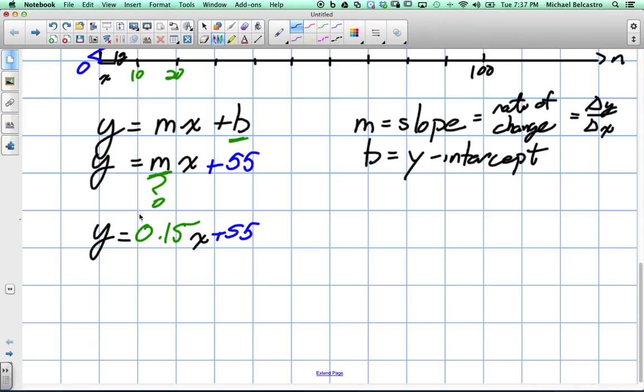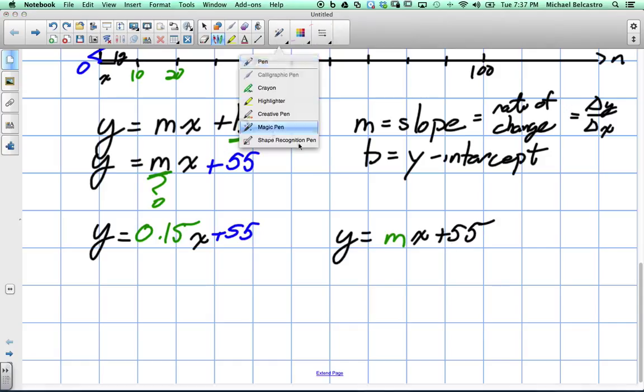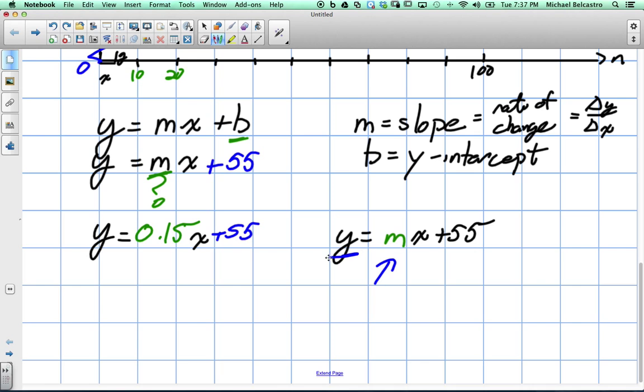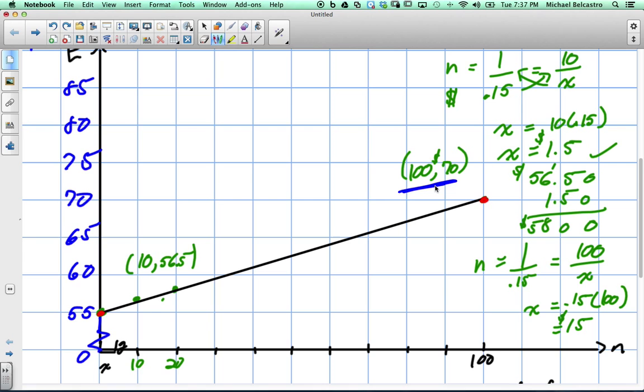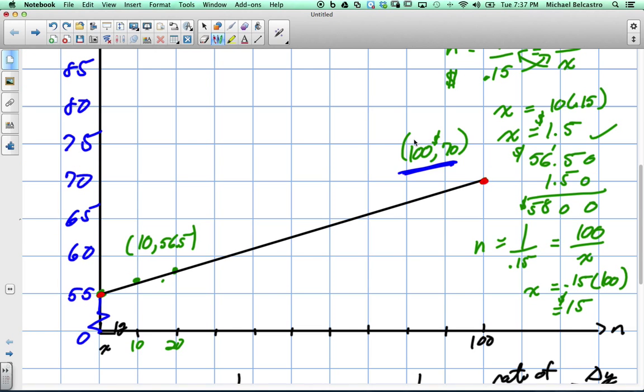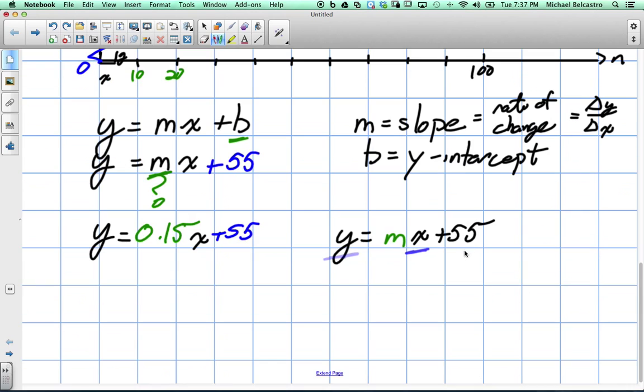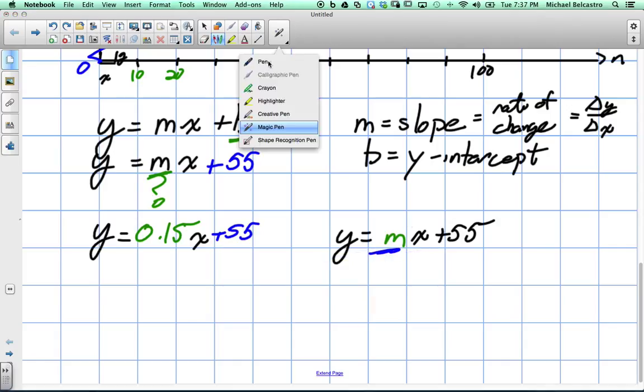Let's say I couldn't quite figure out my slope, but I knew that y-intercept. So we had y was equal to, our m was still unknown, okay, x plus 55. There's another way we could have gone about solving for m. We just need a coordinate on our graph. And we have a coordinate on our graph. Remember, we had 100 and 70. That was one of our coordinates. We'll use this as an x value and this is a y value and isolate for m.